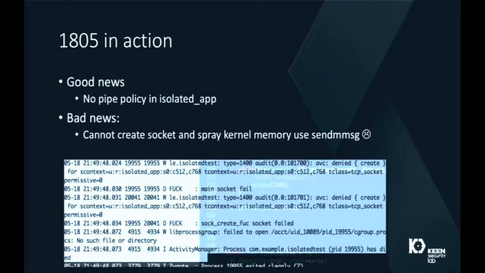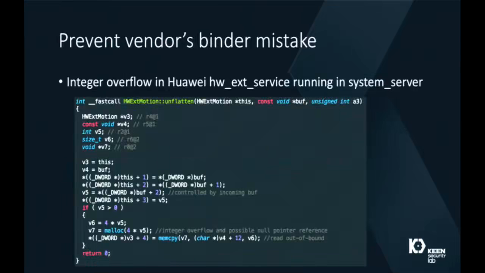And also, you know that if you are clever, you cannot make Sam clever or some of your neighbors also clever, because the vendors always tend to make mistakes. They are always in a hurry, and they put buggy code here and there. And here is a bug in the Huawei phones, like the HWEXT service that is running in the system server context. You can see there's a very obvious integer overflow here, and you can get out-of-bounds access, both read and write, and whatever.